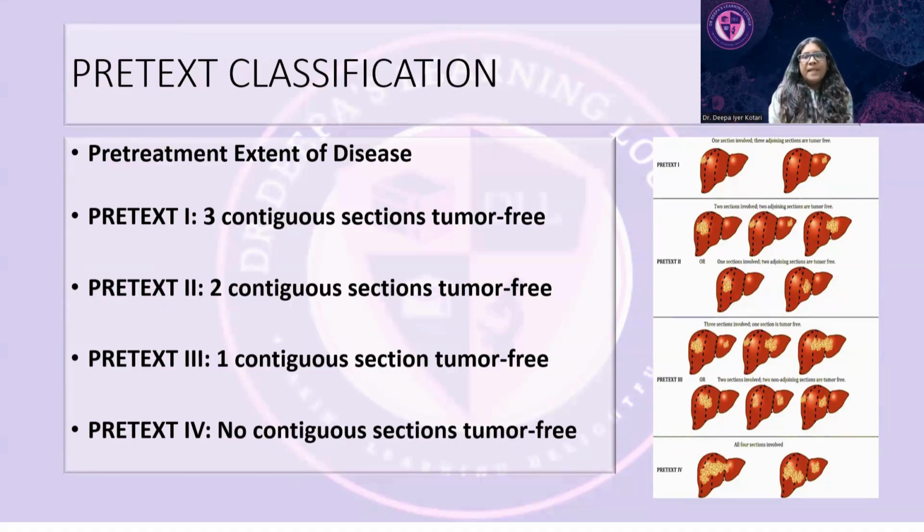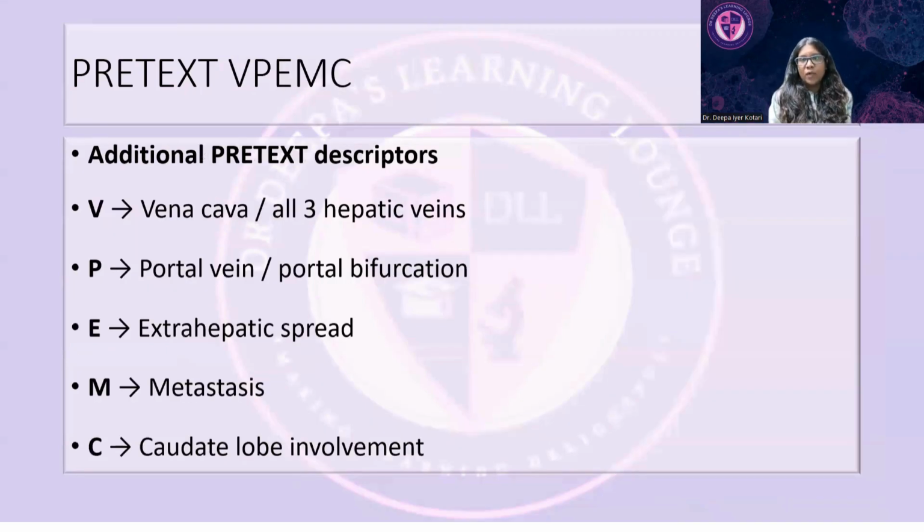tumor. PRETEXT 1 means there are 3 contiguous sections that are tumor-free. PRETEXT 2 means there are 2 tumor-free sections. PRETEXT 3 means only 1 contiguous section remains tumor-free. And PRETEXT 4 means there is no contiguous section that is tumor-free. So as the number increases, the extent of hepatic involvement increases. So this also has a prognostic value.